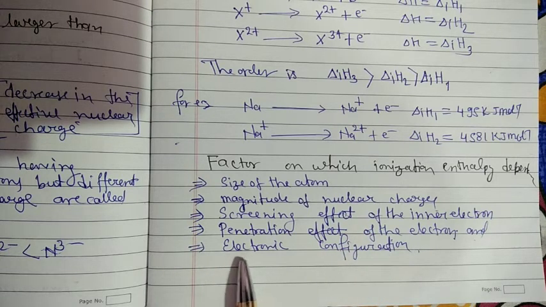And last, electronic configuration. Dear students, you know that in the same period electronic configuration gradually changes, and in the same group the outermost electron configuration is the same.